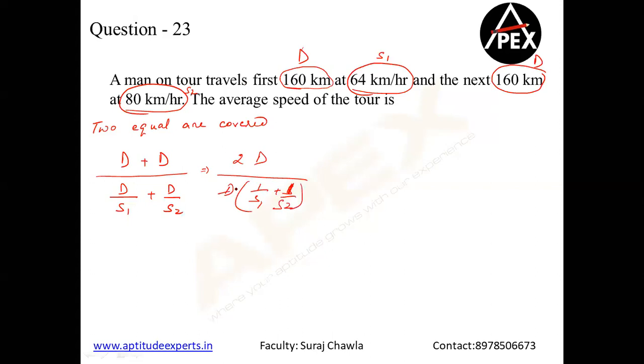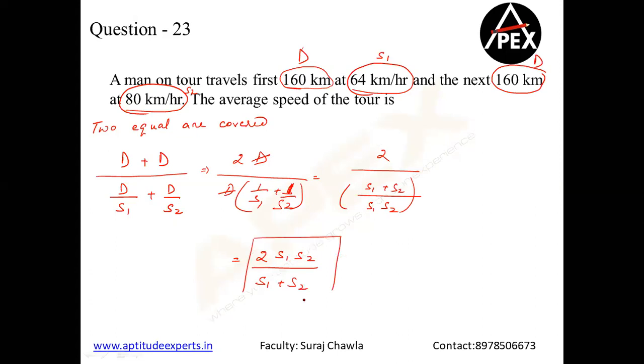So your D and D get cancelled. Now if you simplify 1 by S1 plus 1 by S2, what is it? If you look at the denominator, S1 S2 is your LCM, so this becomes S1 plus S2, and the numerator has a 2. So the simplified form becomes 2 S1 S2 by S1 plus S2. Clear? So I repeat, you can remember this formula if two equal distances are covered. I've just derived the formula, nothing else.